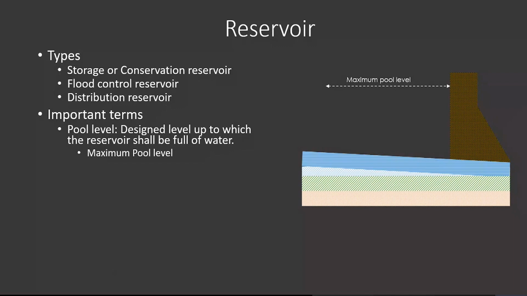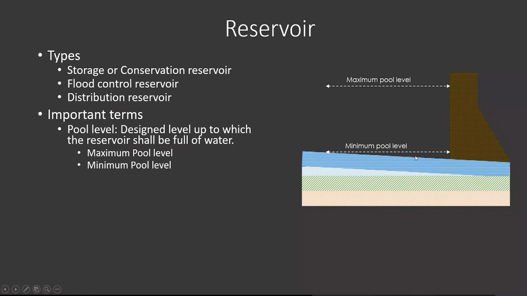So these are the terminologies. Maximum pool level indicates the level at which we can store the maximum water. If any water goes above this level, it will overflow the dam. It will flow over the dam, and above this we cannot store the water. The second one is the minimum pool level. That is the level at which the water can be used. The water which is below this level is not useful, so the water stored below this pool level, we cannot use.